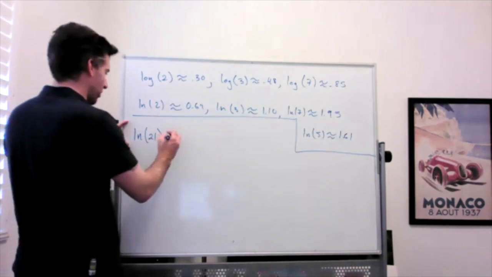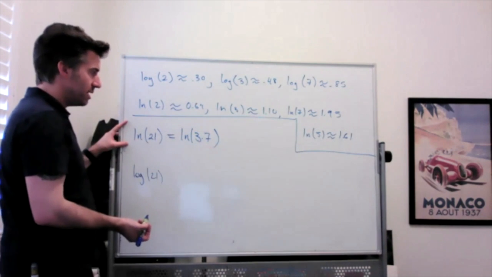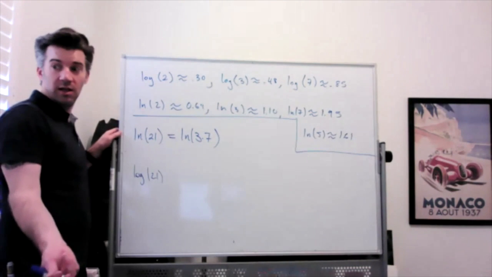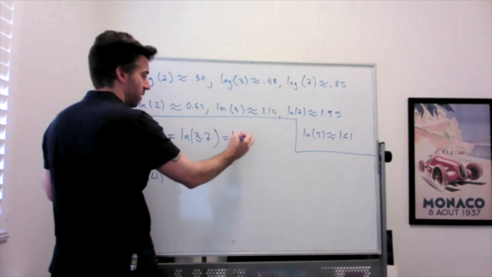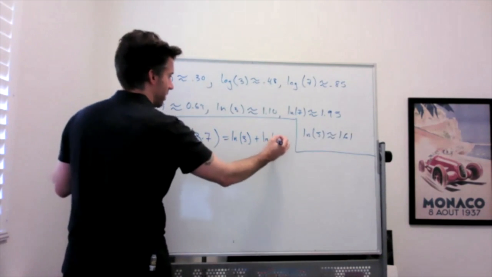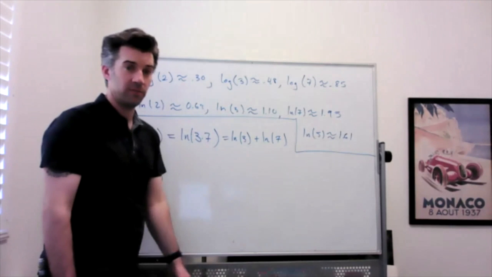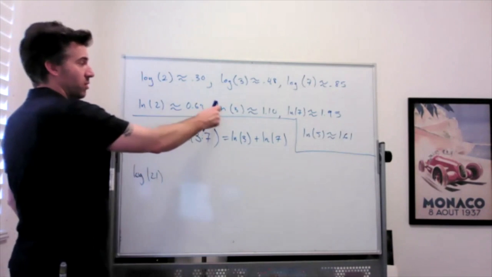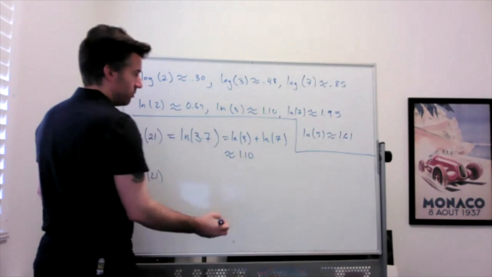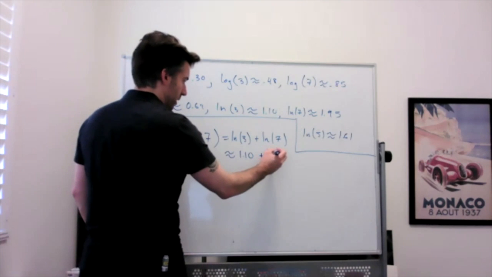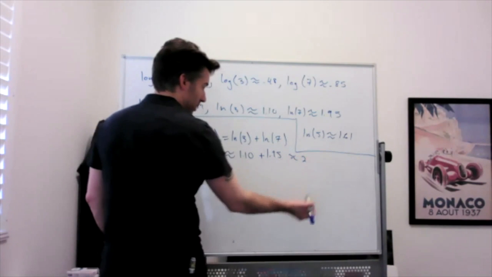So I write natural log of 21 as the natural log of 3 times 7. And then I can use the product rule for logarithms. It says if you have the log of something times something else, it's equal to the log of the first thing plus the log of the second thing, whatever your base is. So natural log of 3 times 7 is the natural log of 3 plus the natural log of 7. And then we can use that there are approximations. We know that natural log of 3 is approximately 1.10. The natural log of 7 is approximately 1.95. And then we can add them together and get that it's approximately 3.05.